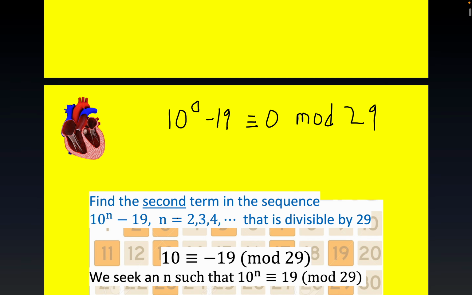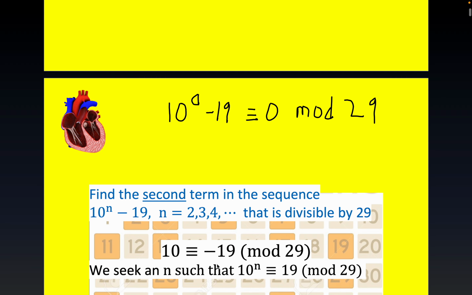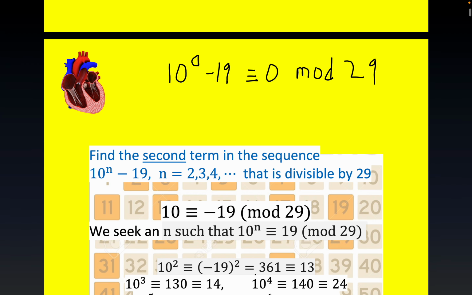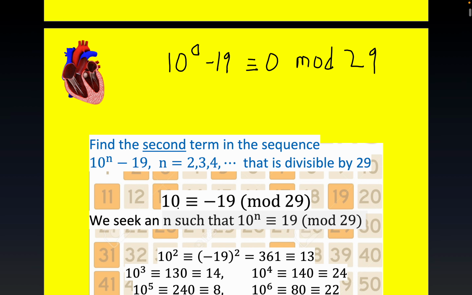Now let's move along. A good start is to note that 10 is congruent to negative 19. 10 minus a negative 19 is 29, which is a multiple of 29, of course. Now we seek an n. We're going to try to find the first n that takes care of this condition first. And it's really easy but tedious. We just start elevating this to successive powers, like we square it. We multiply by 10 until we get where we want is basically what I'm trying to say.